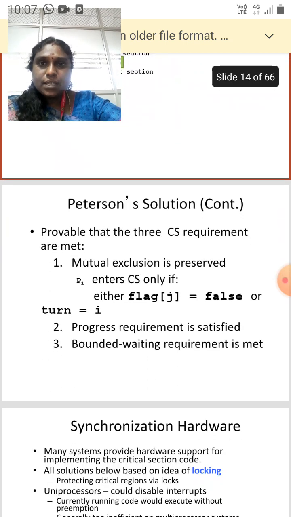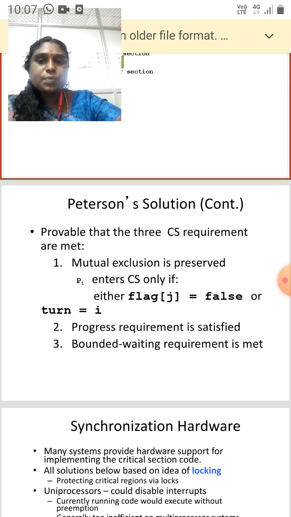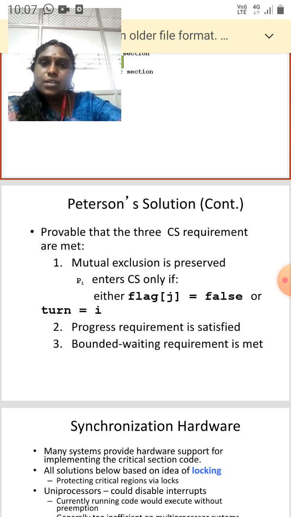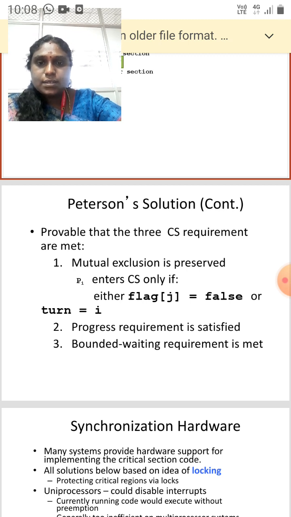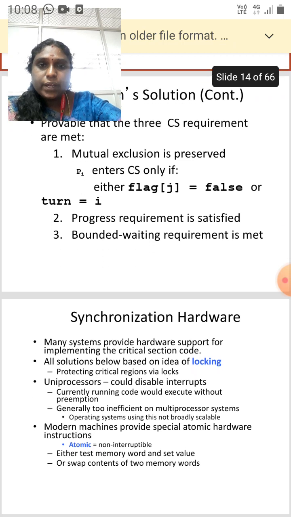Peterson's solution provably meets the three critical section requirements. Mutual exclusion is preserved, since Pi enters its critical section only if either flag[j] is false or turn is i. The progress requirement is satisfied, and the bounded waiting requirement is met.